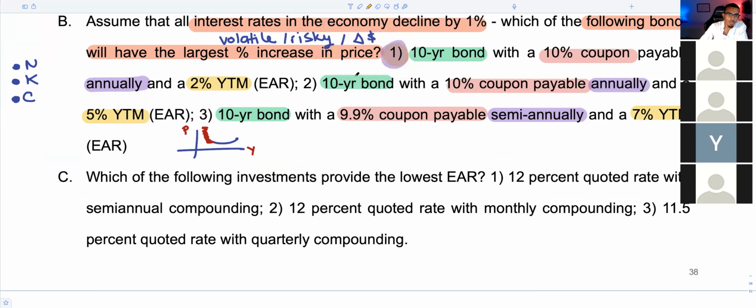And now the next one, pretty straightforward, pretty easy, is we're going to look for which of the following investments provide the lowest EAR. So this question is pretty tricky because they're telling you, hey, we're not looking for the highest one, we're looking for the lowest one, okay? So that's pretty interesting. And I'm going to ask you all, is it number 1, number 2, or number 3? What does everybody think? What do y'all think?